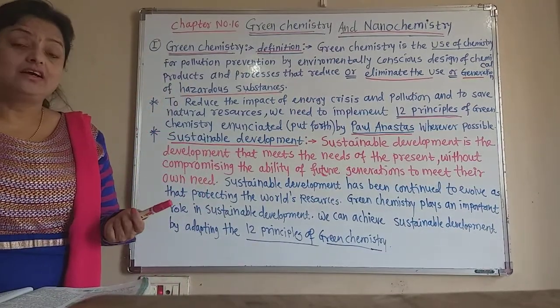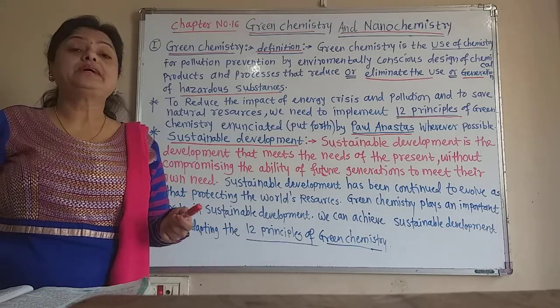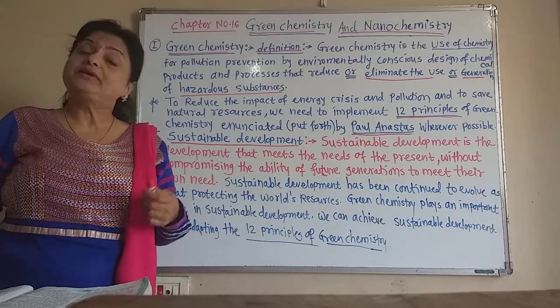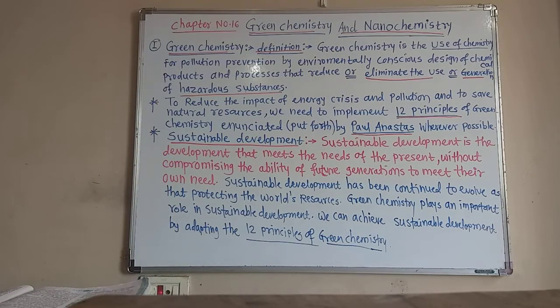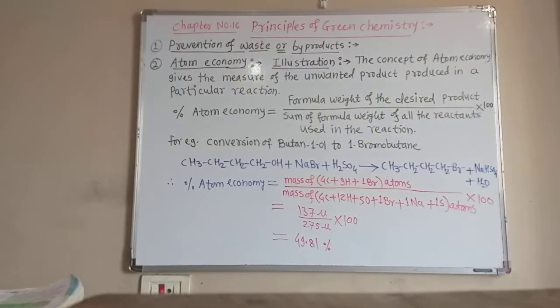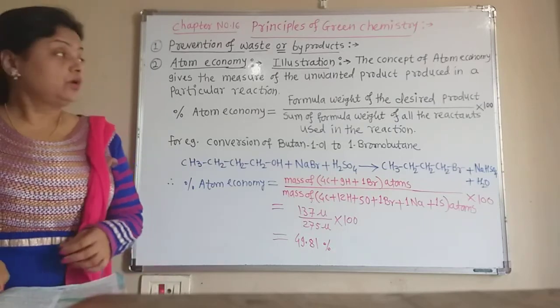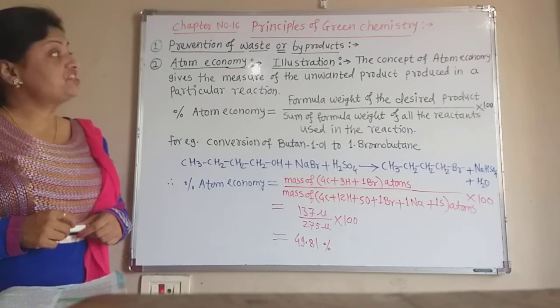Now, which are those 12 principles, and how we have to use those principles in everyday life, that is very important. Let us see all the 12 principles one by one. Now see again on the blackboard. Here we are learning the principles of green chemistry. There are 12 principles given by Paul and Ernst. Now the first principle is the prevention of waste and byproducts.